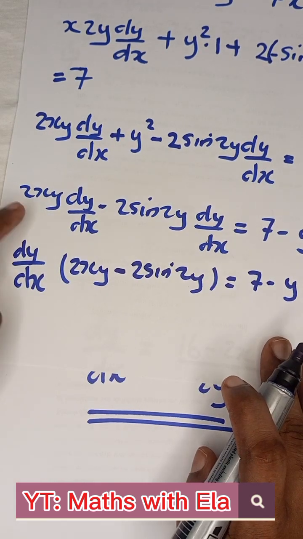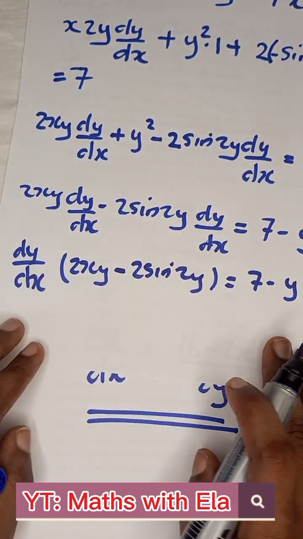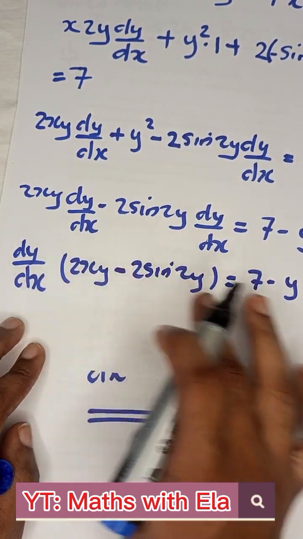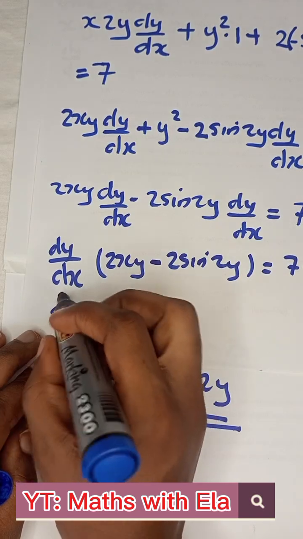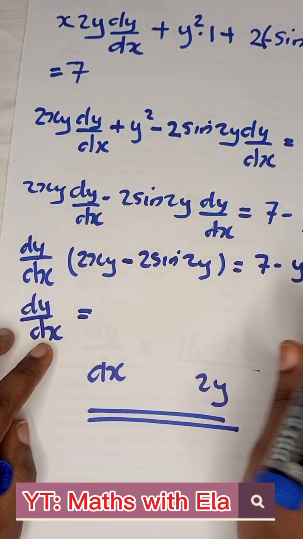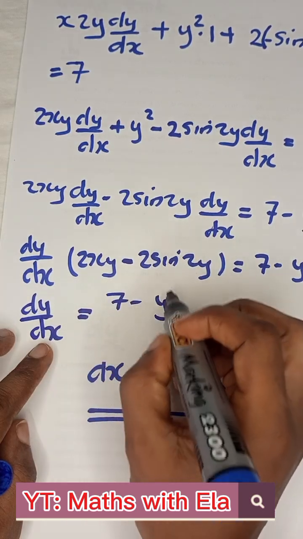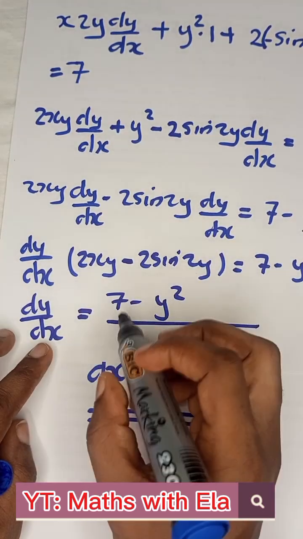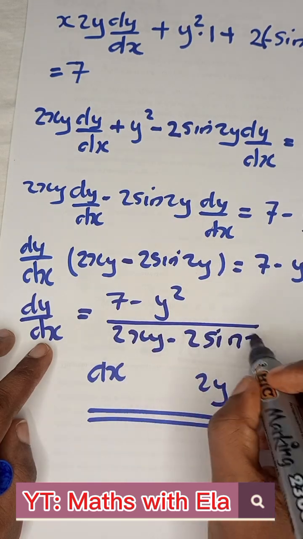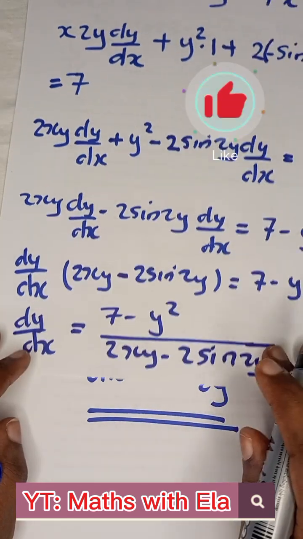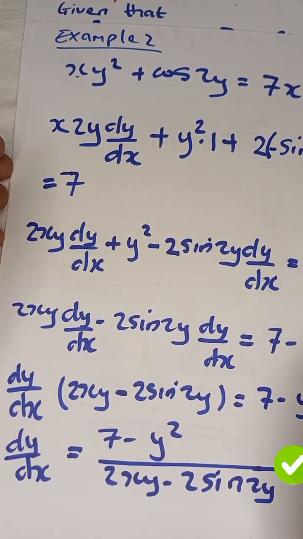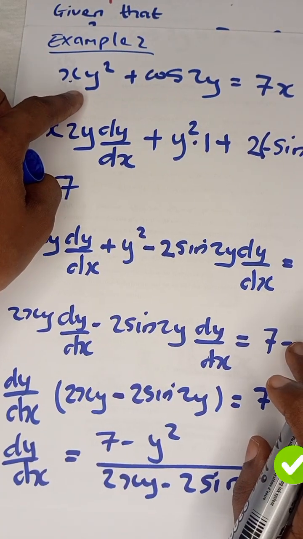And lastly, in order to obtain dy by dx, we simply divide both sides by this factor here. That is, divide both sides by 2xy minus 2 sine 2y. We are going to be left with dy by dx being equal to 7 minus y squared, all of that divided by 2xy minus 2 sine 2y, and that gives us the first derivative with respect to x of this implicit function that was given in our second example.